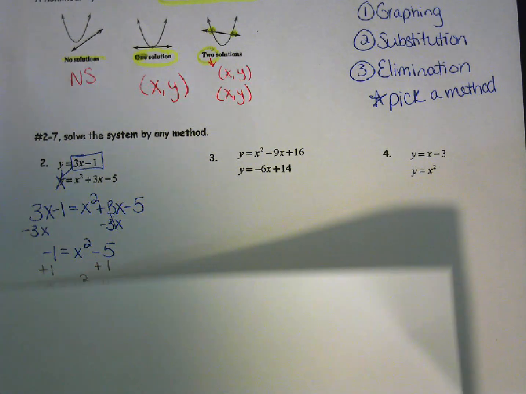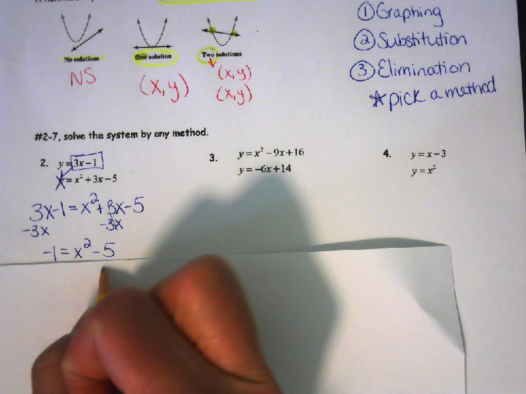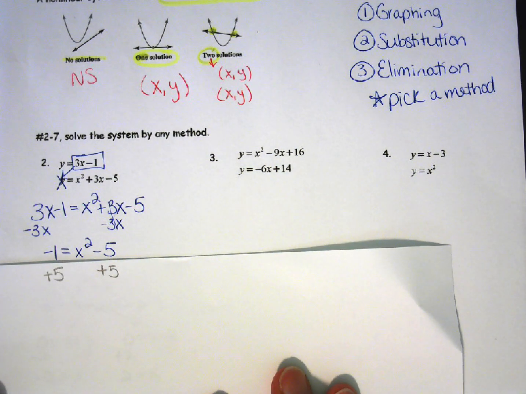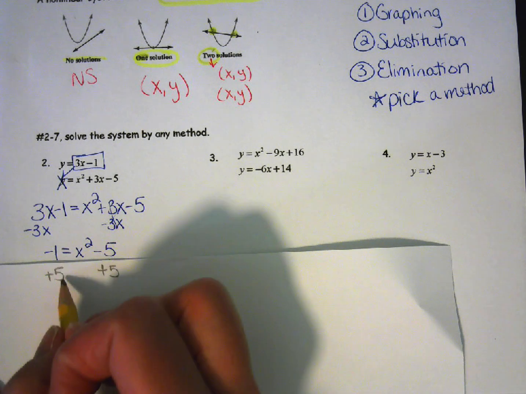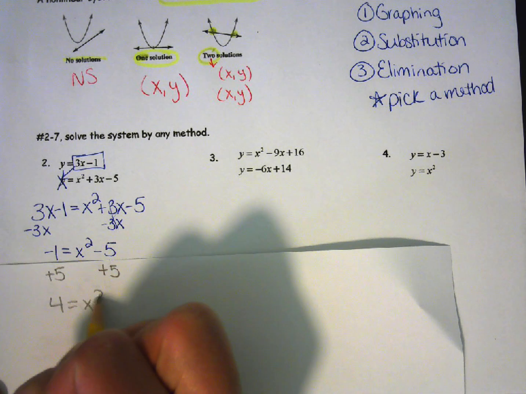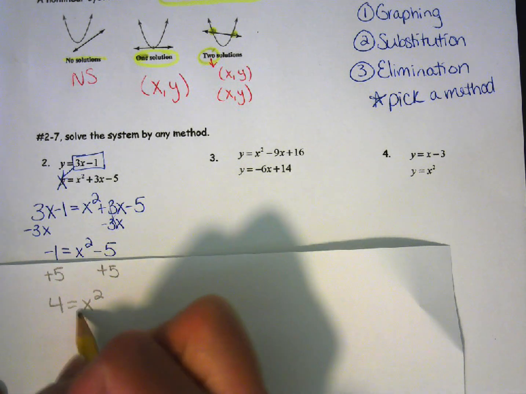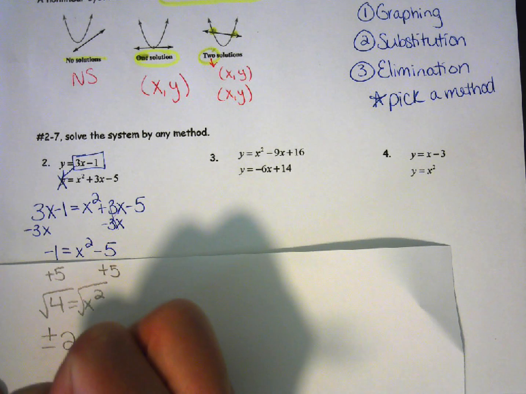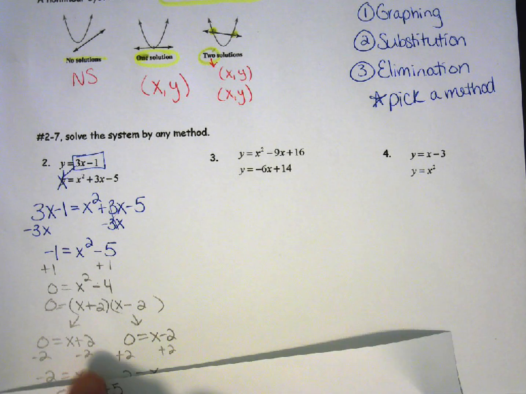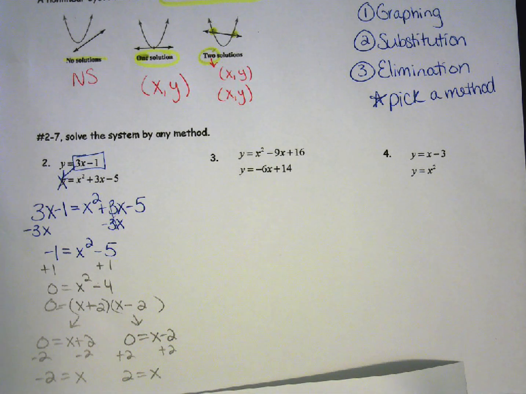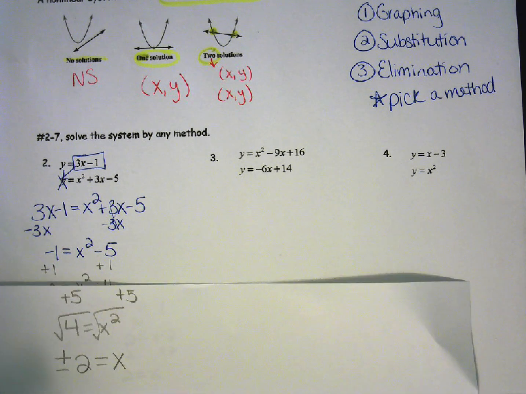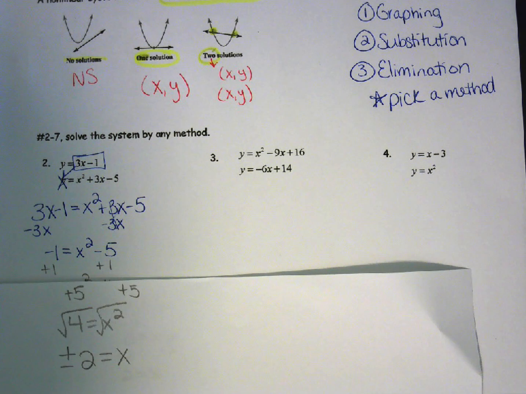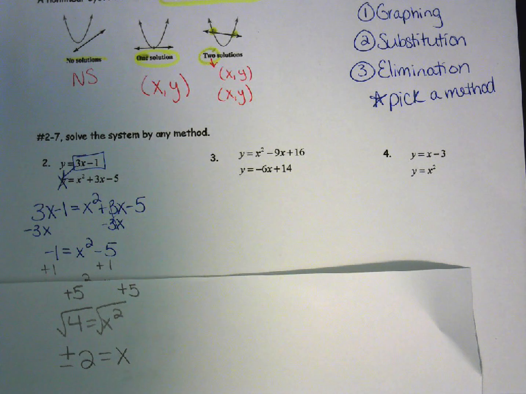For what if I would have just moved the 5 over? Do you see if I would have just moved the 5 over? I get -1 plus 5 is 4 equals x squared. And then couldn't I just take the square root of both sides? And don't I get plus or minus 2? Isn't that the same thing I got down here? Okay, so it's really ultimately kind of up to you. Remember, math, you always get to the same answer, but how you get there could be slightly different.